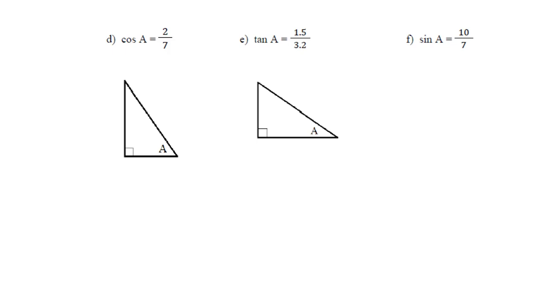Okay, I am working on A. So A is going to be the inverse cos of 2/7. What you need to make note of is when you hit inverse cos, some people's calculators are going to automatically open a bracket. It's very important that you do that.